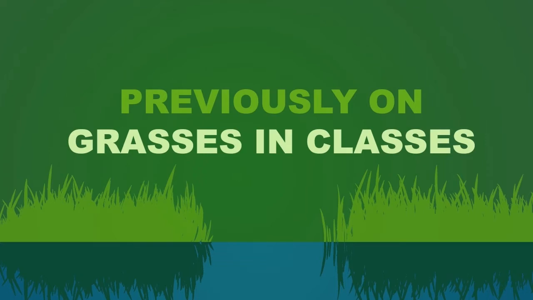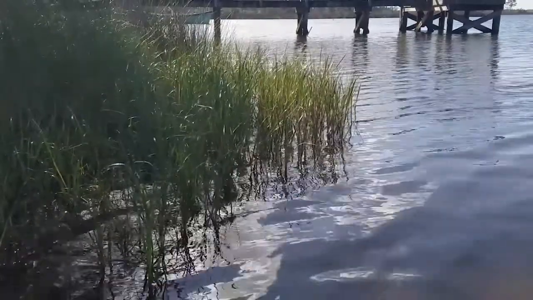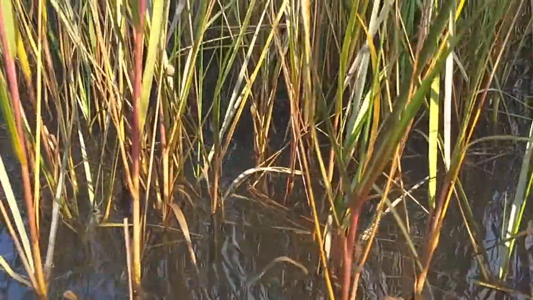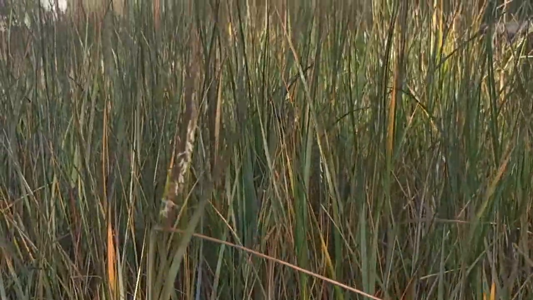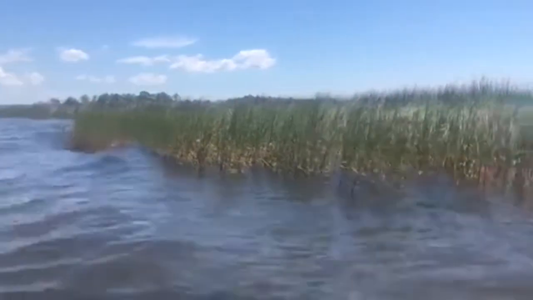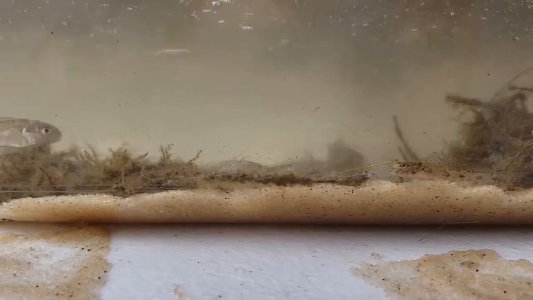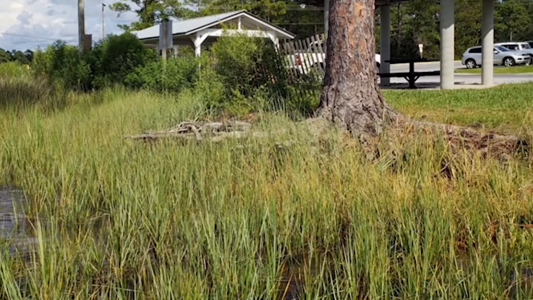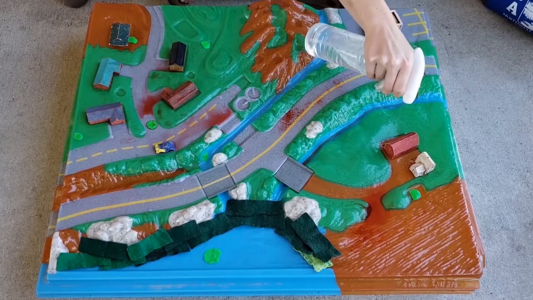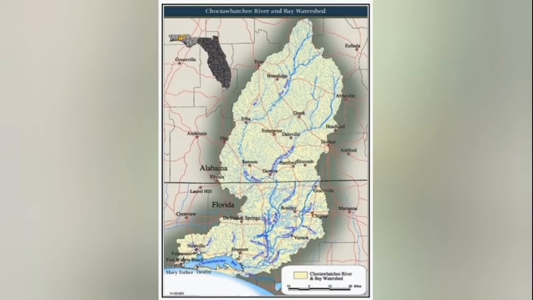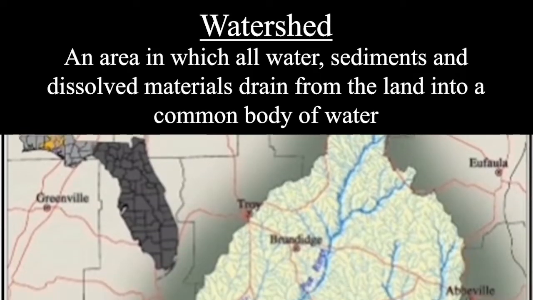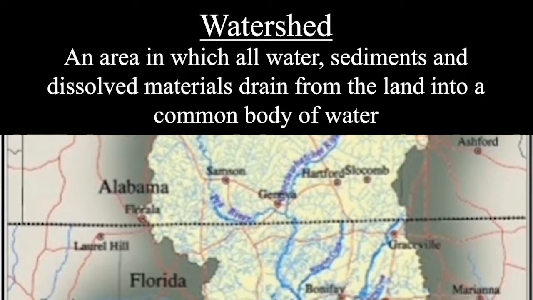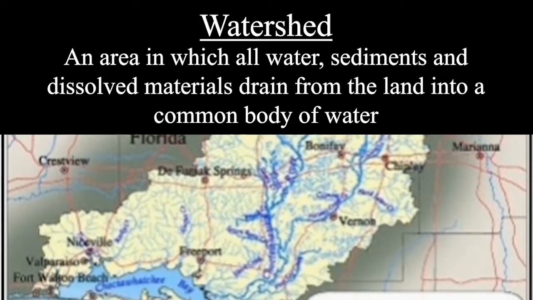Previously on Grasses and Classes. Smooth cordgrass, known scientifically as Spartina alterniflora, is an emergent plant. We plant Spartina alterniflora in living shorelines for three main reasons. It acts as a habitat for small animals, it prevents erosion, and it filters and absorbs pollution. We also learned about our local watershed. A watershed is an area in which all water, sediment, and dissolved materials drain from the land into a common body of water, in our case, the Choctawhatchee Bay.